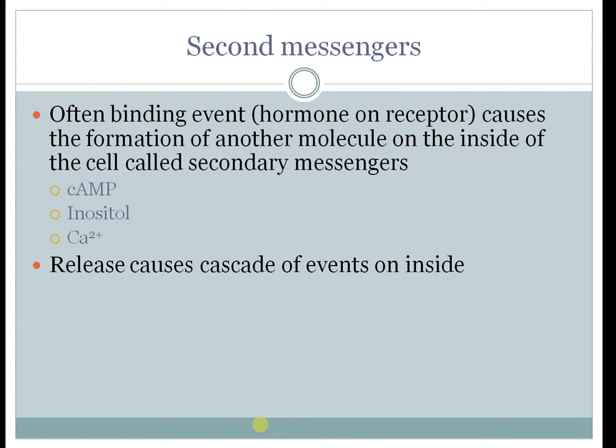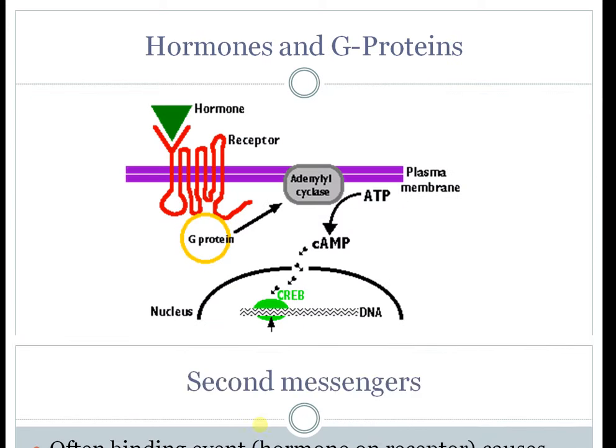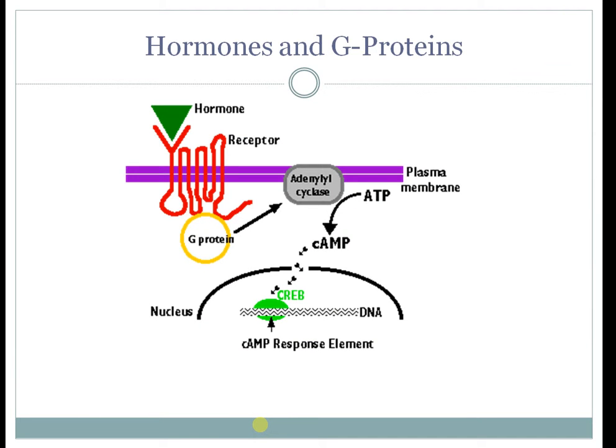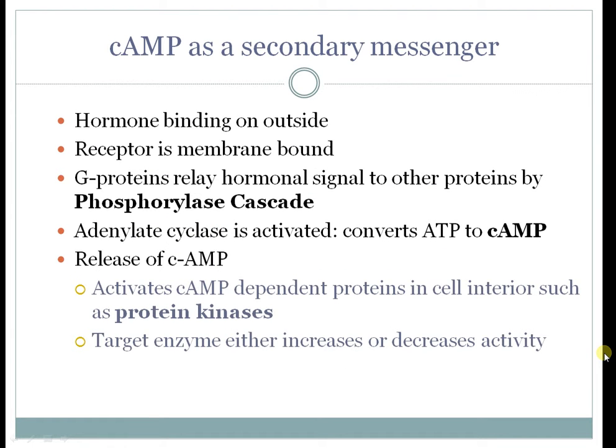Second messengers: often the binding of a hormone to a receptor causes the formation of another molecule on the inside of the cell, called a second messenger, like cyclic AMP, inositol phosphate, and calcium. Its release causes a cascade of events. How do hormones work through G proteins? The hormone binds with the receptor, which leads to cyclic AMP. Cyclic AMP is the second messenger.